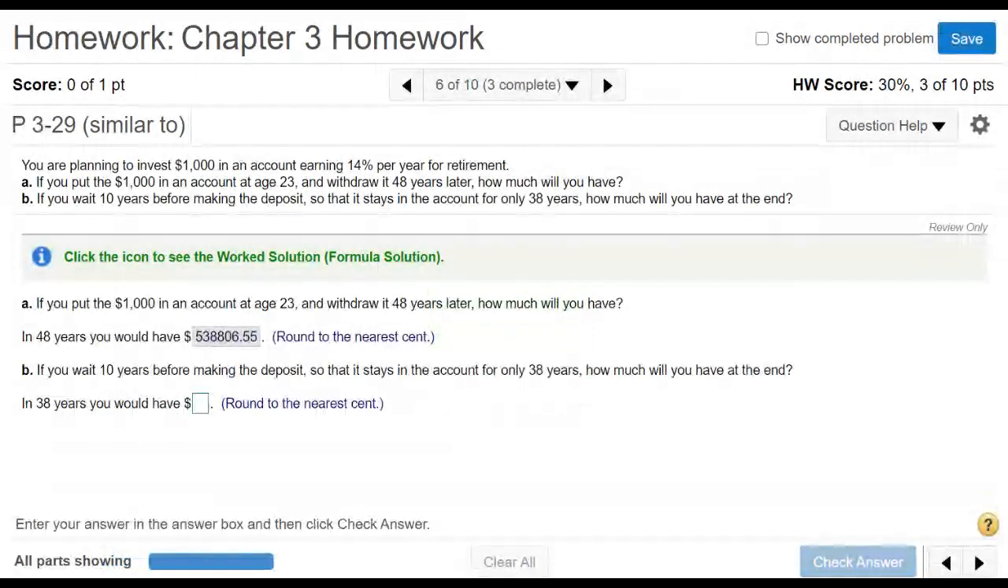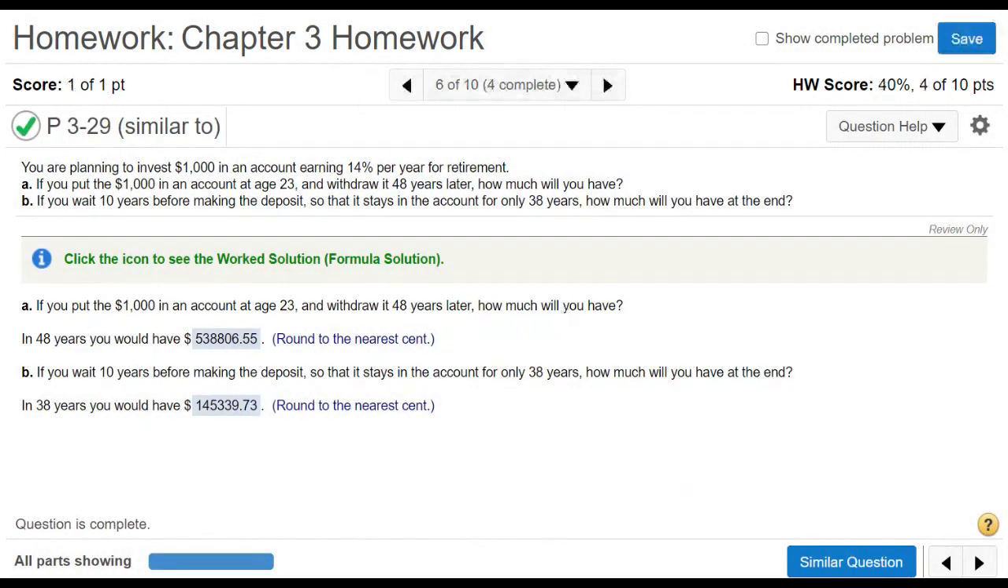Okay, now, same question. Let's do it for 38 years. This is to give you practice with the calculator, to make you comfortable with the calculator. So N no longer equals 48. 145. How much? 145,339.73. 145,339.73.